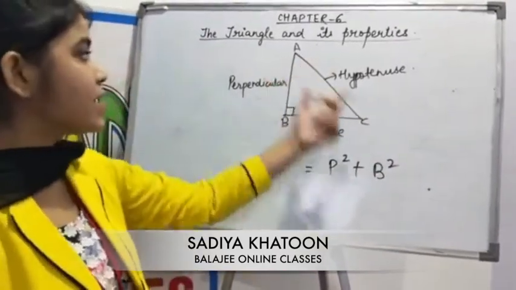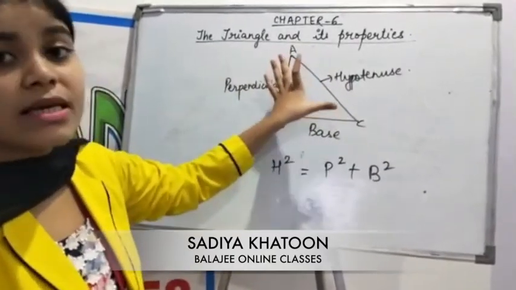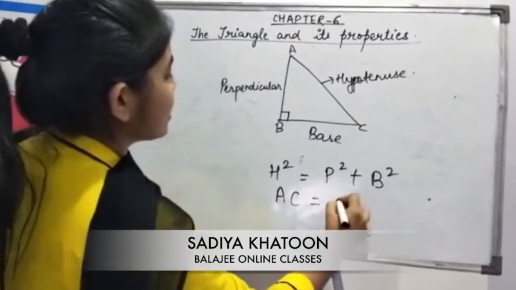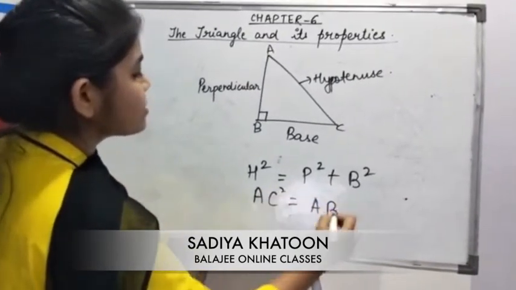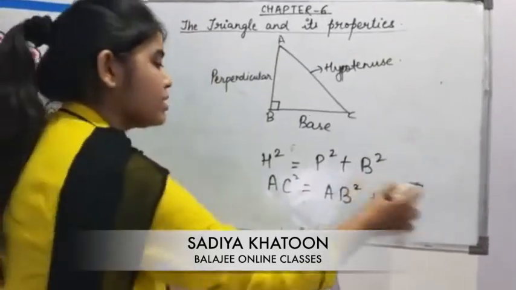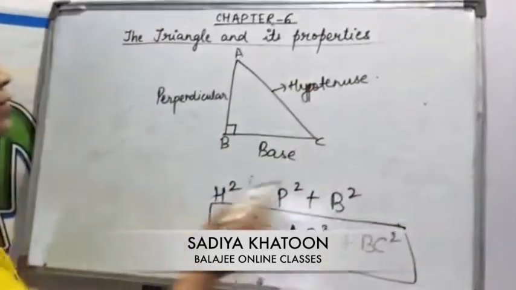ठीक है, अगर आप इसके अकॉर्डिंग लिखें तो हाइपोटेन्यूज इज AC. AC square is equal to AB square plus BC square. So this is the Pythagoras theorem.